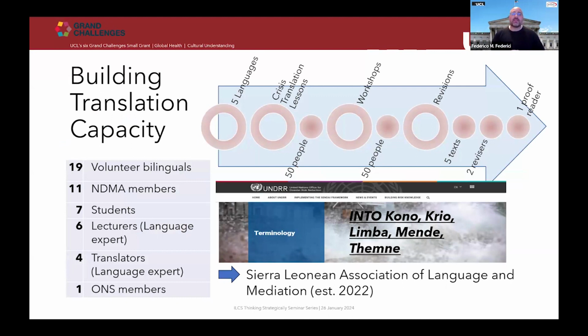So the training had to create a buy-in from a number of linguists, either lecturers or students of language experts, but also members of the official national Office for National Security, a number of bilinguals who knew the regions and were operating as risk reduction managers. And it created a sort of pool of resources that then have been used already in 2022 and in 2023 for other multilingual communication contexts. And eventually has led also to the creation of the first National Association of Professional Translators and Interpreters.